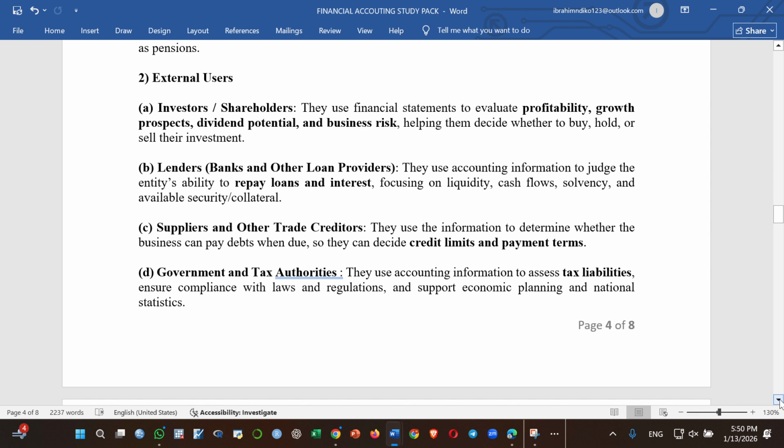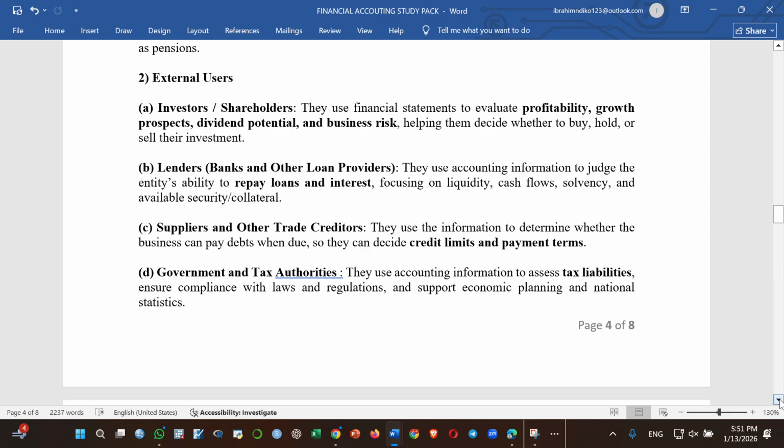Number three, suppliers. Why would suppliers want this accounting information? It is for them to know if they can trust the business to supply goods in the future, and if they supply goods, will the company pay them back in due time? Because most of the suppliers usually supply goods on credit. Most of the companies do not pay the suppliers in time. They usually take maybe around 2 months, 3 months to pay them back after they have supplied the goods.